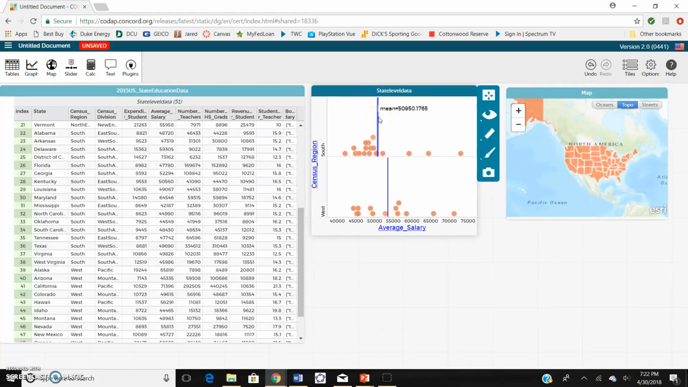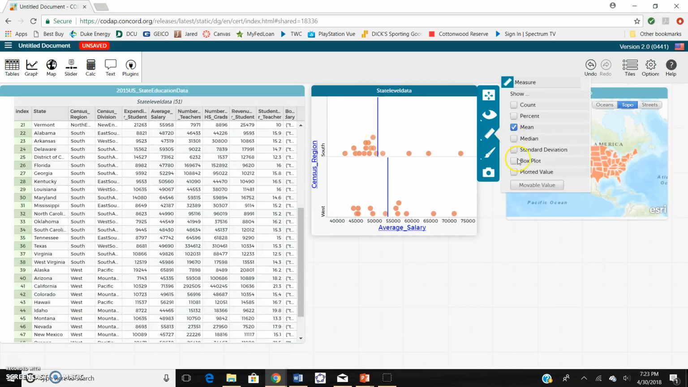So the mean average salary in the South region is $50,950. And the mean average salary in the West is $53,646. So the average salary is larger in the West on average than it is in the South.